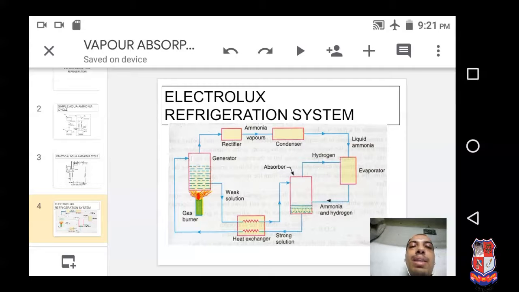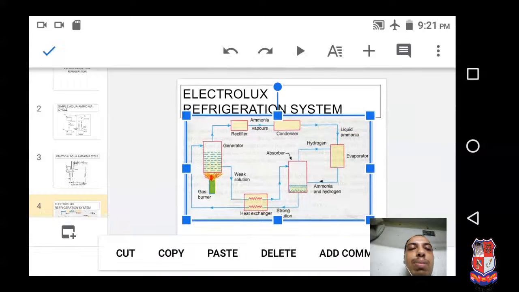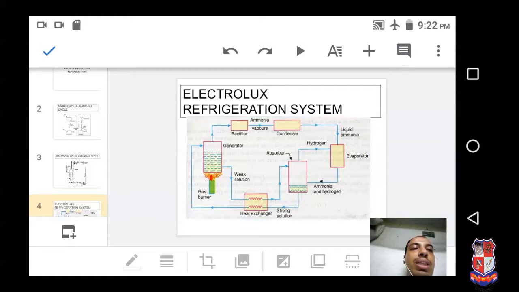The rectifier is the device which will condense the water vapor if it is mixed with the ammonia vapor. So only ammonia vapor is passing through the condenser, and the condenser is the device which is used to convert the phase, meaning it will convert high pressure high temperature ammonia vapor into high pressure high temperature liquid ammonia. And the weak solution which is coming out from the generator is passing through the heat exchanger to the absorber, and this whole process is taking place.